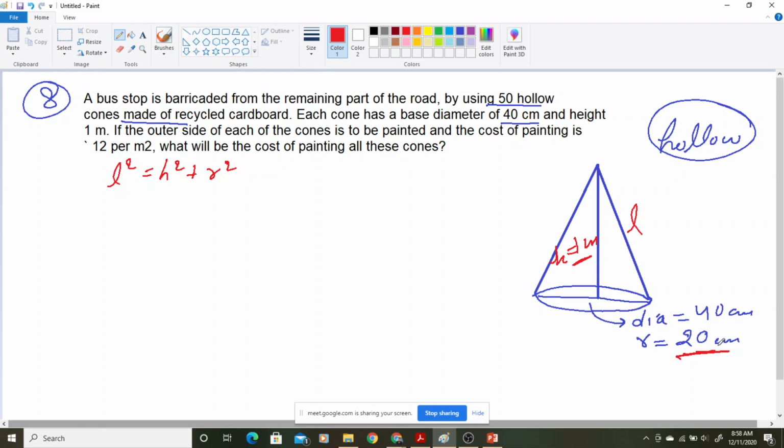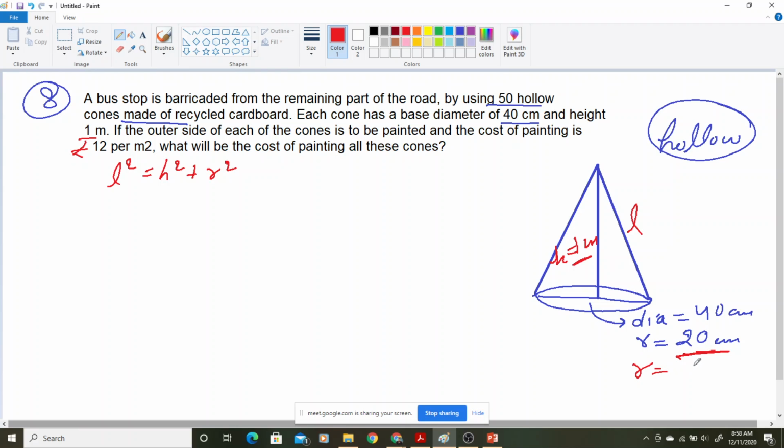Any one you have to change. So I am changing this centimeter to meter. Why am I changing? Look, at the end we are given ₹12 per meter square. If we convert to centimeter square, we will have to convert it again to meter. So that's why I am changing this r to meter. So it is 20 centimeter.